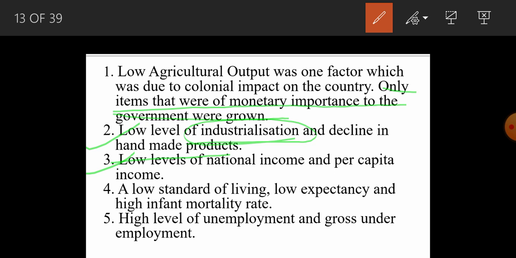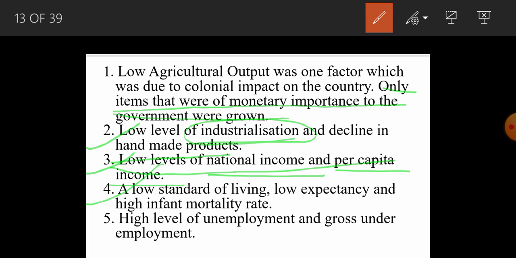Then the next point is low level of national income and per capita income. We know that per capita is per person income. The Britishers never made any effort to calculate the per capita income or the national income. It was first calculated by some noble economists, and one of them is Mr. V.K. Rao. In this way, we got our national income. But yes, definitely India faced the challenge of low national income as well as per capita income.